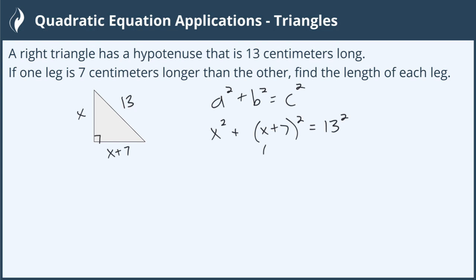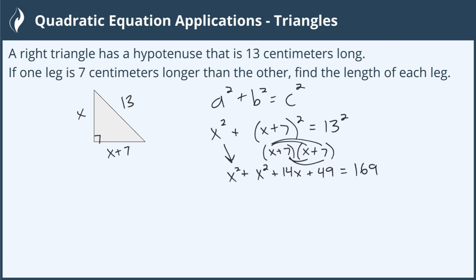So we would write out the x plus 7 times x plus 7. So we end up with x squared plus 7x plus another 7x to give us a 14x plus 49. We still have this x squared, and it'll equal 13 squared, which is 169.